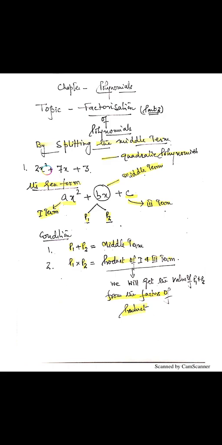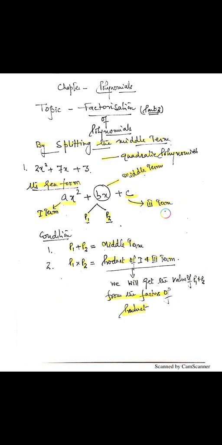Now look at this expression 2x square plus 7x plus 3. It is a quadratic polynomial. Why? Because its degree is 2. You can also say that it is a quadratic trinomial because it has 3 terms. The general form of the quadratic polynomial is ax square plus bx plus c, where ax square is the first term, bx is the middle term and c is the third term.